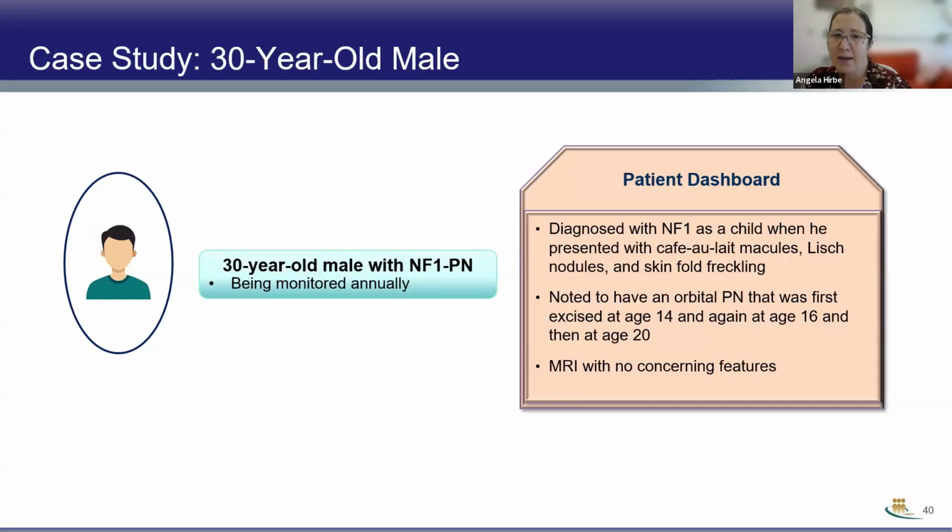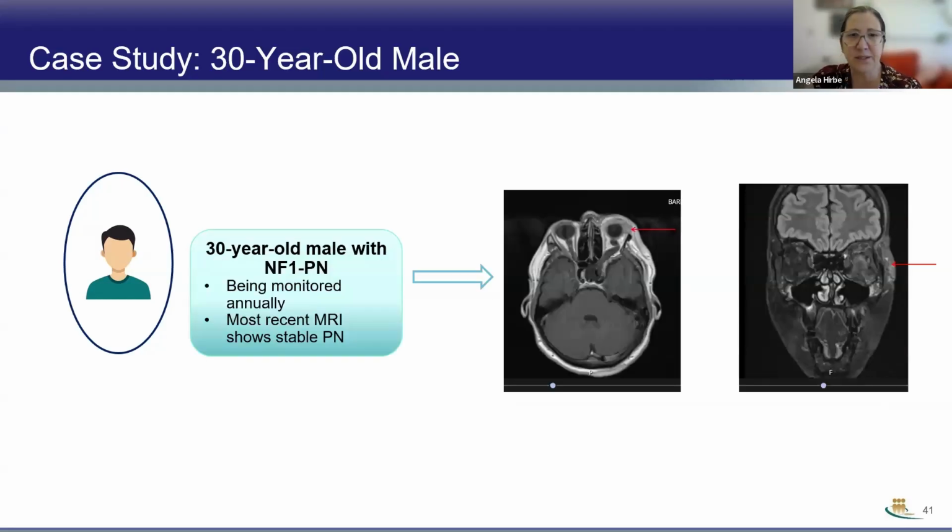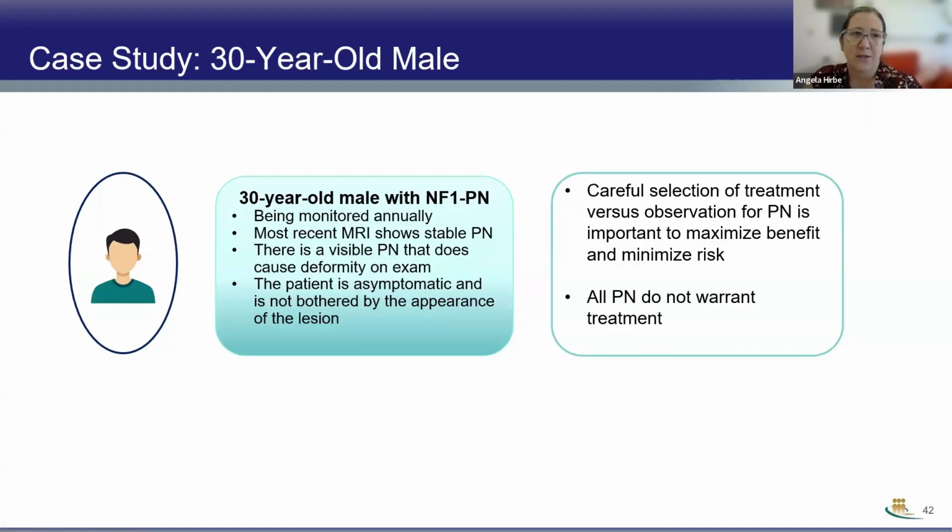MRI, again, no concerning features. So you can see stable plexiform neurofibroma around the eye, and you can see it on both of these different MRI images. So for this patient, as we were talking in clinic, everything is stable on the MRI. There is a visible plexiform neurofibroma, and it did cause deformity.